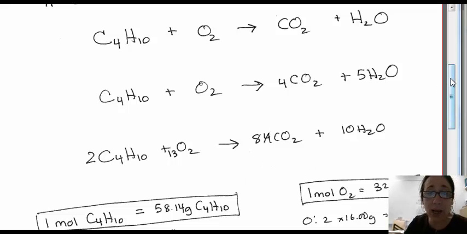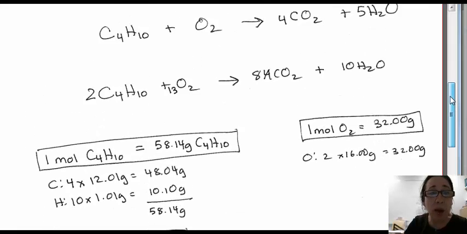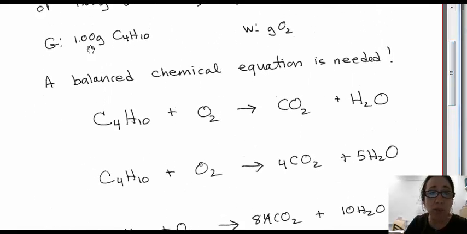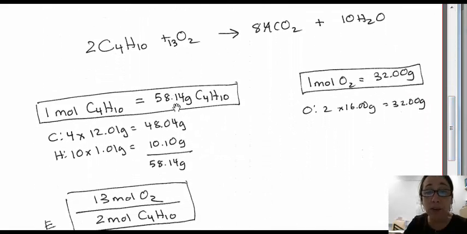Alright, now let's look at what I have to do after I balance my chemical equation. This is a mass-to-mass stoichiometry problem. I'm given a mass, I'm solving for a mass. Anytime you have a mass-to-mass stoichiometry problem, you have to calculate the molar mass of the given chemical and the desired chemical. So here I've calculated the molar mass for the given chemical, C4H10. Since it's C4H10, I take carbon and multiply its molar mass by 4, because in 1 mole of C4H10 there are 4 moles of carbon.